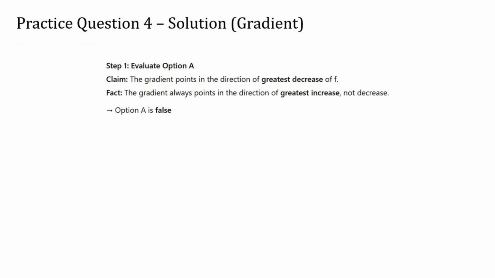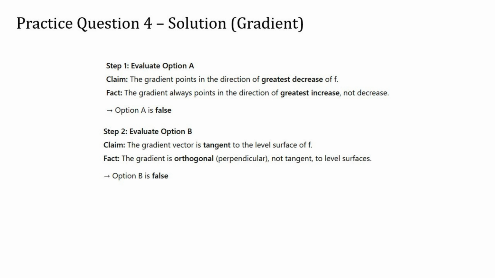Let's start by evaluating each of the given statements. Option A claims that the gradient points in the direction of greatest decrease of the function. However, this directly contradicts the definition. The gradient always points toward the direction in which the function increases the fastest, not decreases. So, option A is clearly false.